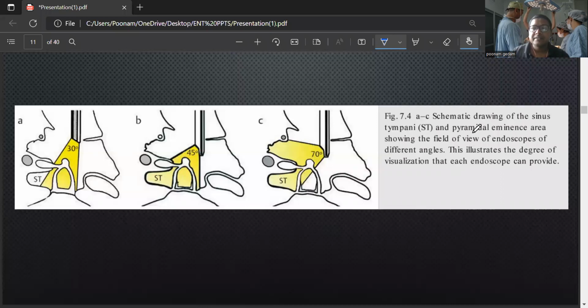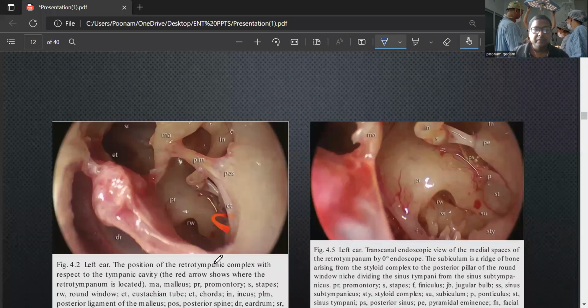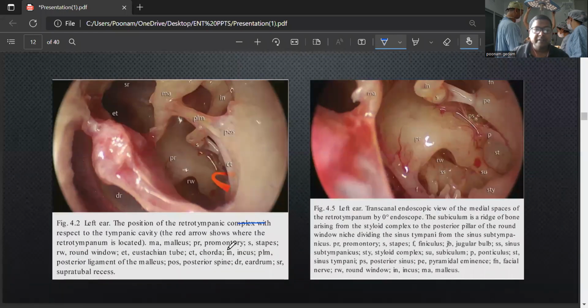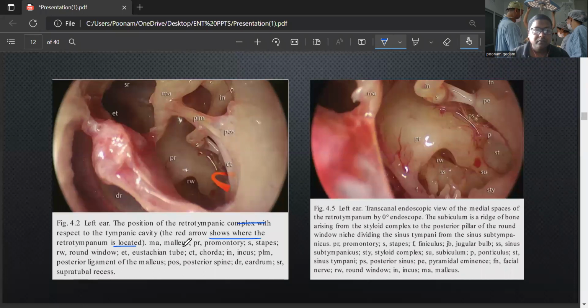Schematic drawing of the sinus tympani and pyramid area showing the field of view of the endoscope for different angles. The position of the retrotympanum with respect to the tympanic axis. The red arrow shows where the retrotympanum is located. Malleus. So you can see this is the stapes, round window, promontory, eustachian tube.